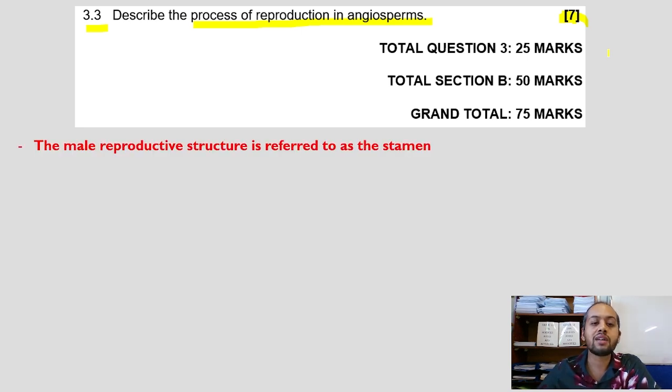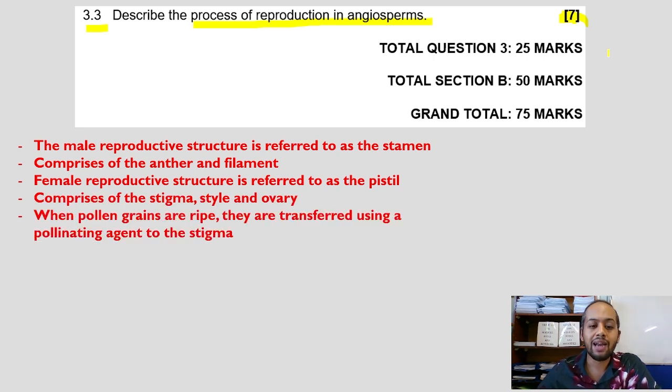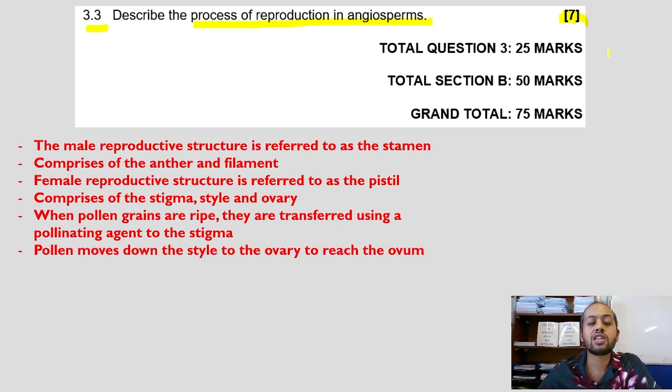Firstly, the male reproductive structure of the angiosperm is referred to as the stamen and comprises the anther and the filament. The female reproductive structure is referred to as the pistil and comprises the stigma, style, and ovary. When pollen grains are ripe, they are transferred using a pollinating agent, which will either be wind, insects or birds. They are transferred from the anther to the stigma. Pollen moves down the style to the ovary, and the pollen grain comprises the male gametes, which then reach the ovum, which is the female gamete.